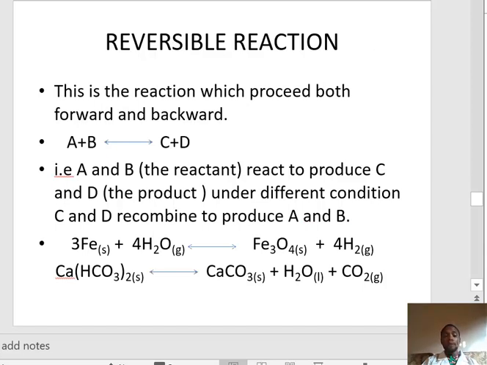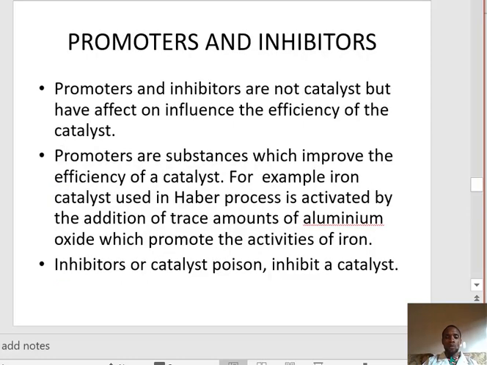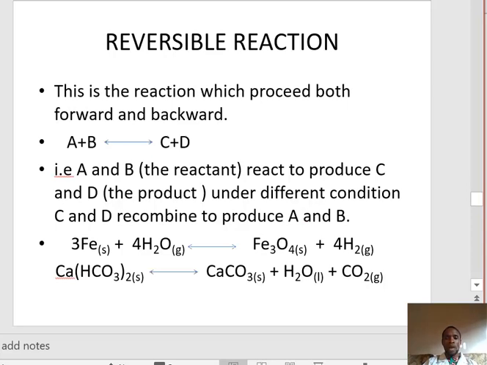You're welcome again. Last class we stopped on the types of reactions, and we stopped on catalytic reactions. Today we are continuing with reversible reactions. These are reactions that proceed both forward and backward. That is a reversible reaction: reactions that proceed both forward and backward.